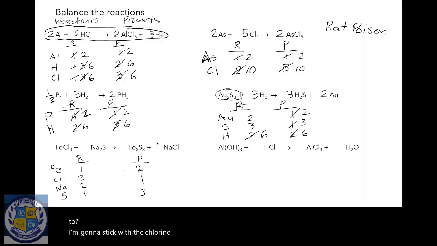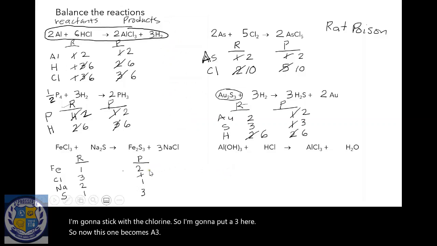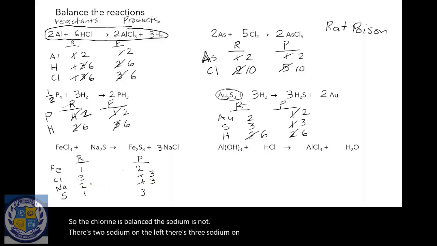So I'm gonna put a 3 here. So now this 1 becomes a 3. Okay, and because there's 3 chlorine, and the sodium, this 1 also becomes a 3. So the chlorine is balanced, the sodium is not. There's 2 sodium on the left, there's 3 sodium on the right. So that didn't work out too well.